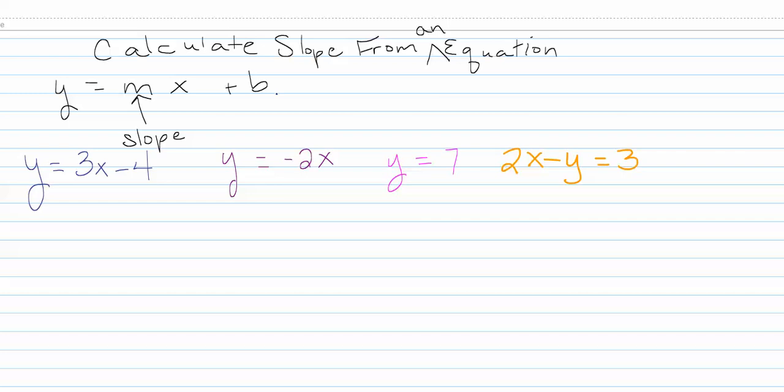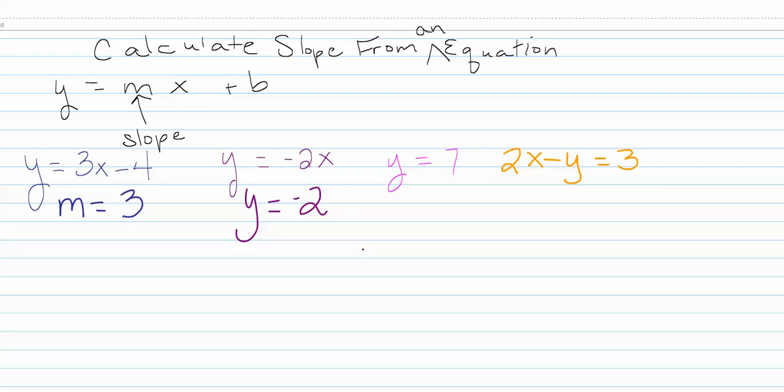So if I'm looking at these 4 examples along here and I want to find out what the slope of this line is, all I have to do is look at what number is in front of the x value. So right here I see the number in front of x is a 3, so the slope is 3. And I'm done with that. The next example, I see that the number in front of x is a -2. And there's the slope for that line.